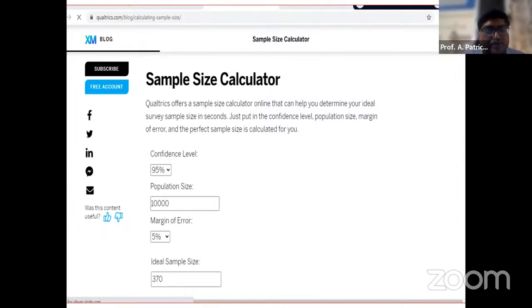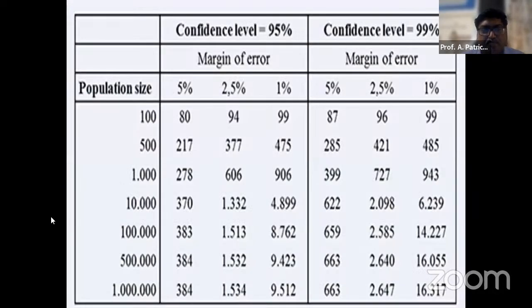I have a small write-up of this which I've collected from this group, and I've taken the screenshots. Look at it. The population size is 10,000. The confidence level is 95. The margin of error is 5%. The ideal sample size is 370, what we have seen in the previous slide.